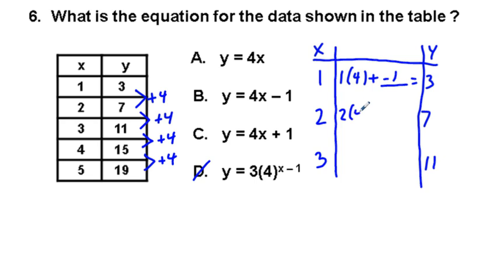2 times 4 minus 1 should equal 7. Is that right? Yes, it is. The last one we'll look at is 3 times 4 minus 1 should equal 11. Is that the case? Yes, that's the case. So everything checked. So what is our correct answer?